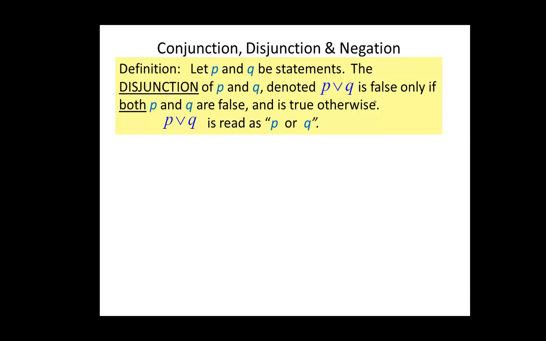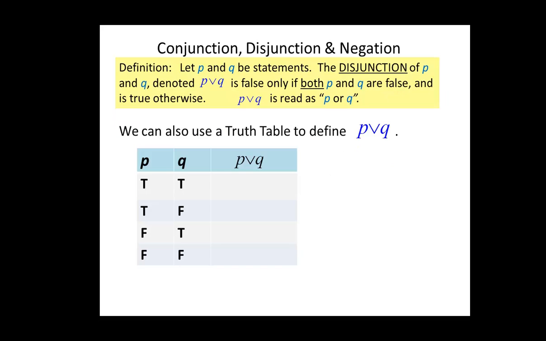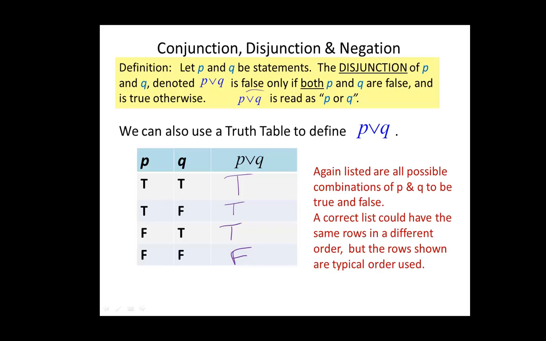We can now define disjunction, where P or Q is false. Here's our definition: P or Q is false only if they're both false, and otherwise it's going to be true. We can use our truth table. Here's our truth table. It's only going to be false if they're both false. So this is the case where they're both false, and in every other case it's true. As long as at least one of them is true, then P or Q is true, because either P or Q is true if one of them is true. Again, we listed all our combinations. A correct list could be written in a different order if you switch some of these rows around, but the way I've shown it is the typical way we like to see it.